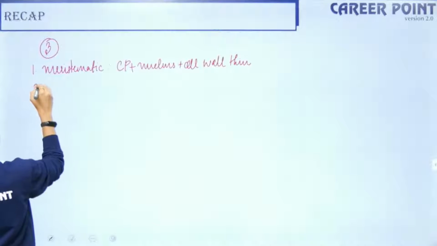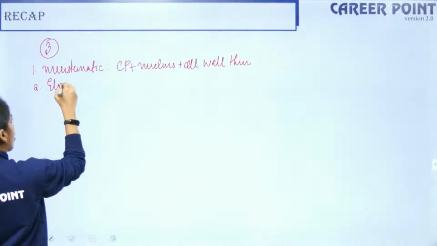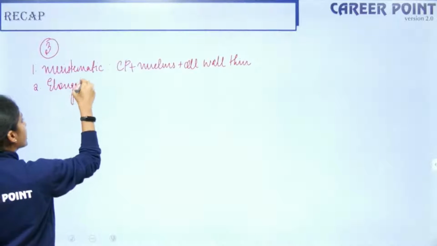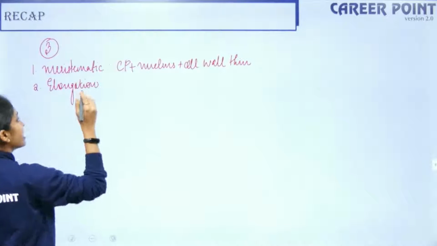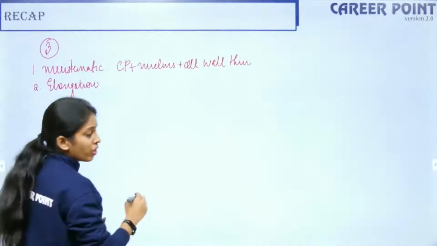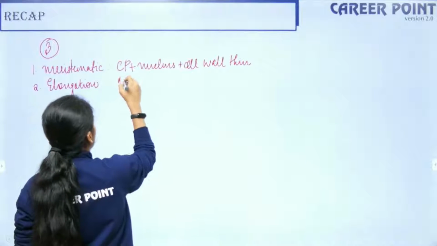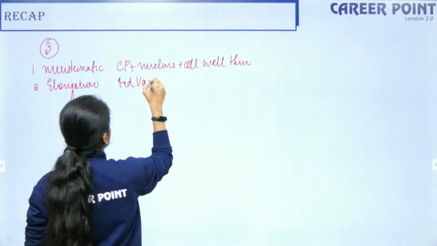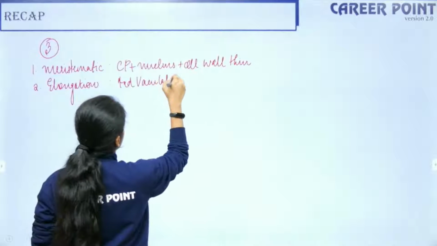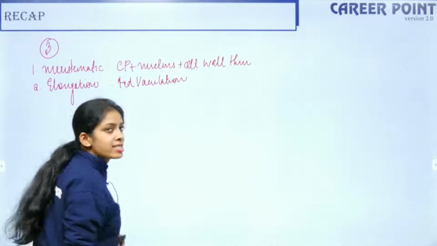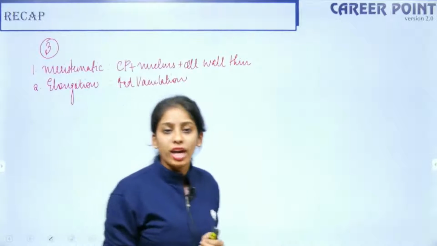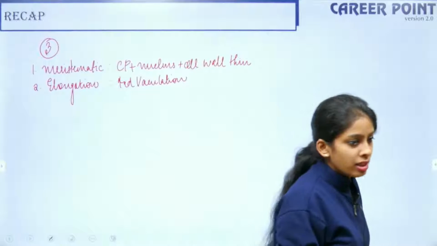Okay, so this is the first phase. The next phase is elongation. So your cells elongate in length. They increase in the width of the cell. Here you have increased vacuolation. So this is how the cells are in your elongation phase.